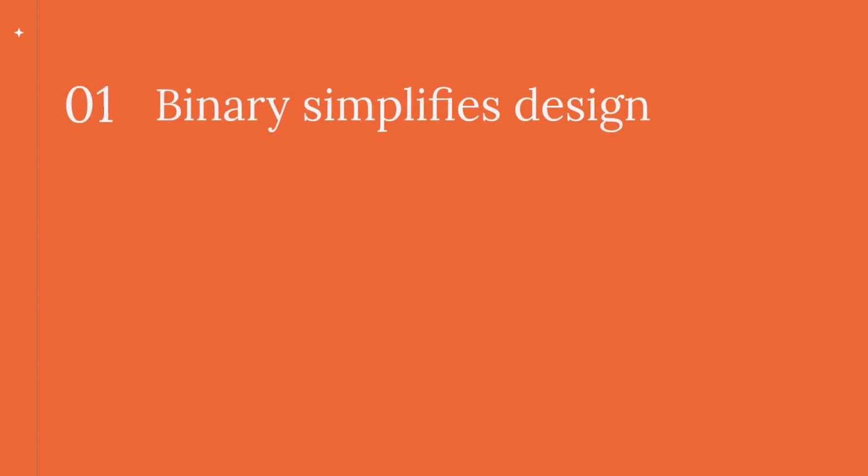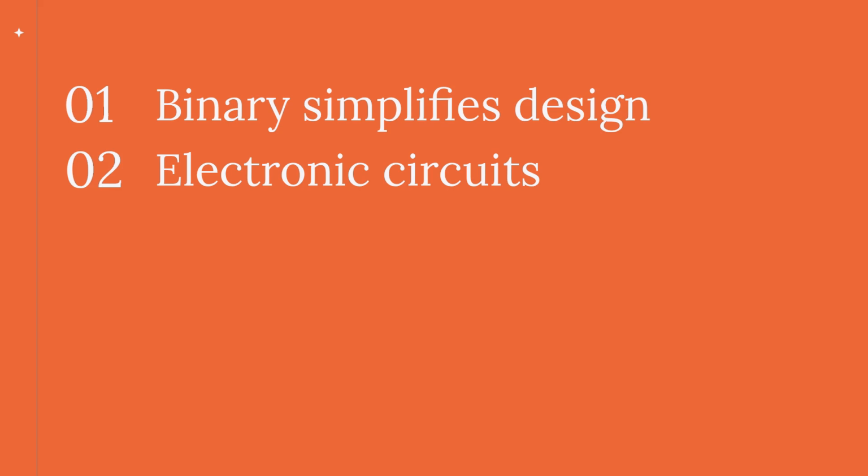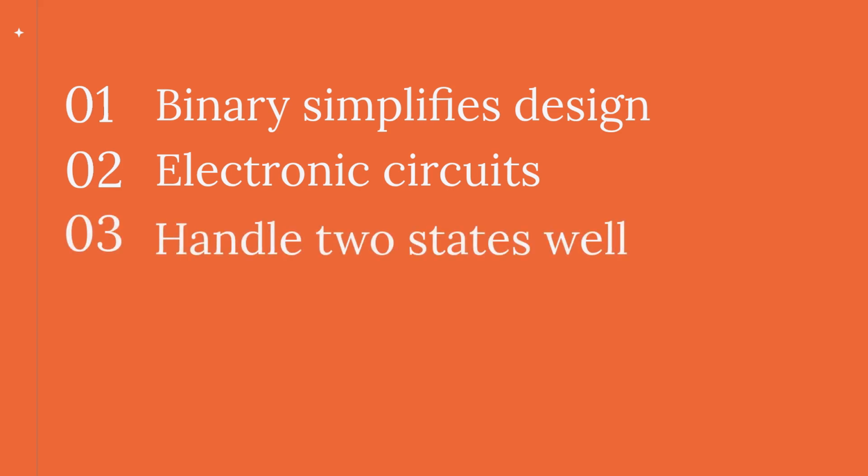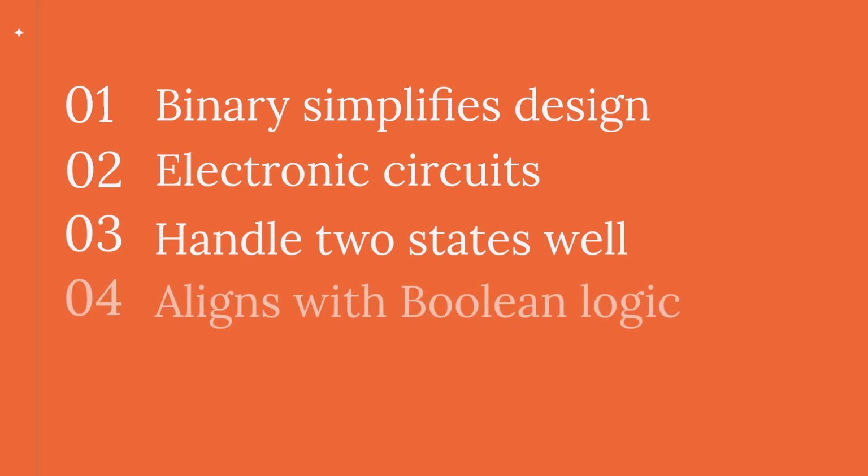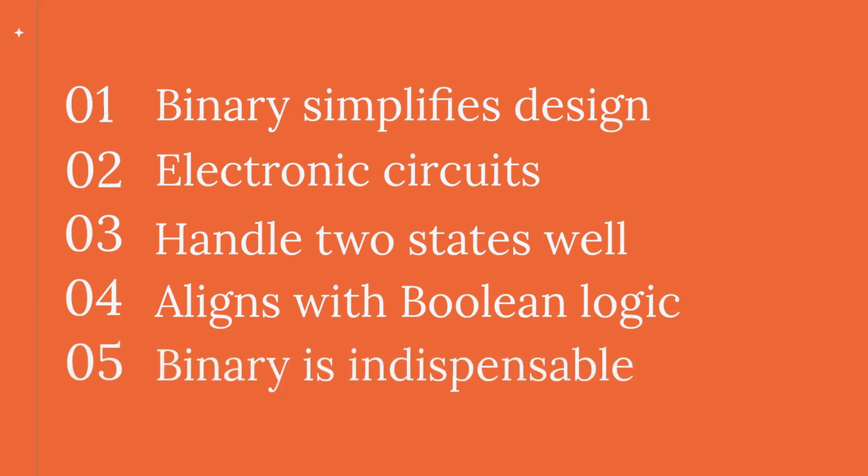Binary is favored because electronic circuits handle two states well. This simplifies hardware design and aligns with Boolean logic. All data, from numbers to images, is ultimately binary. This universality makes binary indispensable in computing. Understanding binary is non-negotiable for anyone in computer science.